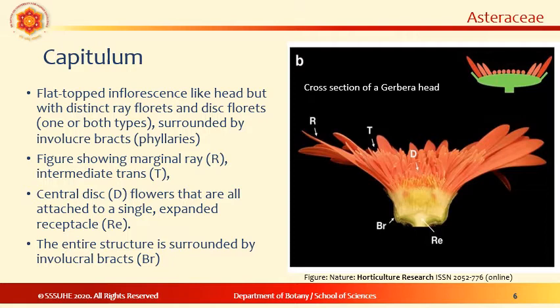So here in the picture you are looking at a Gerbera head, where the marginal ray flowers are shown. These are long strap-like extensions, then intermediate trans flowers, and then in the central disc you have the disc flowers that are all attached to the single expanded receptacle. The entire structure is surrounded by bracts.